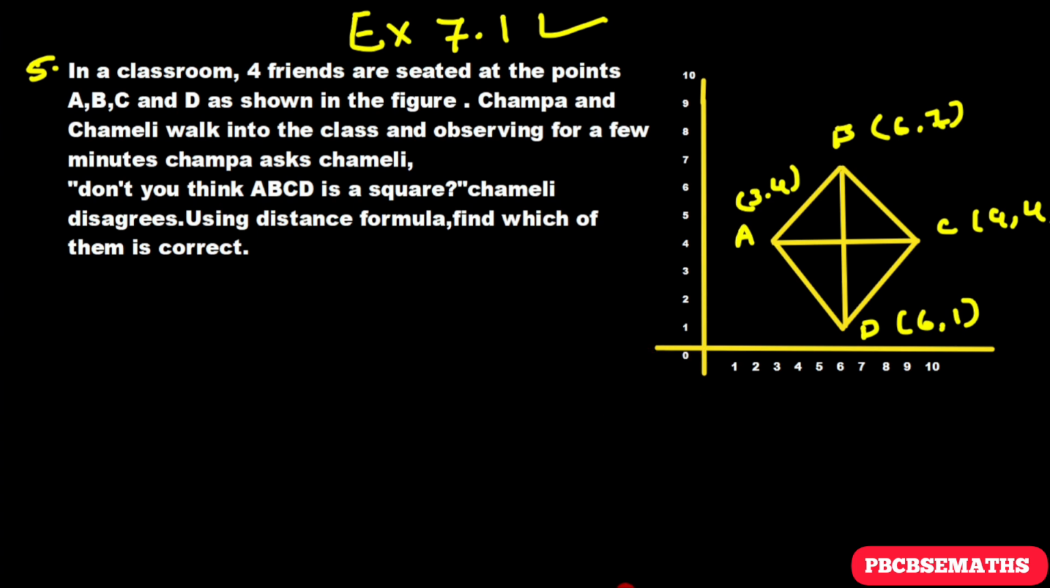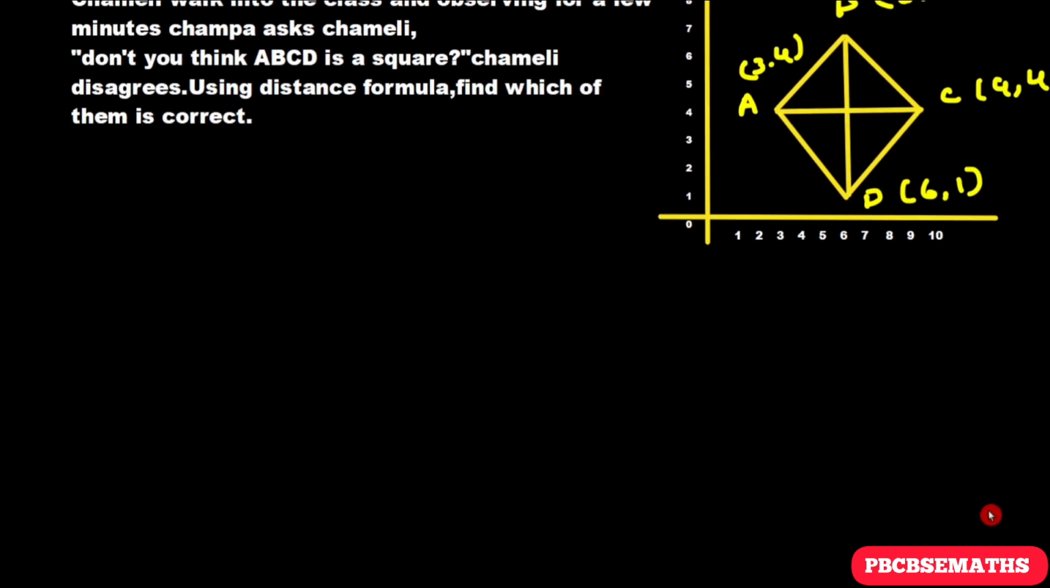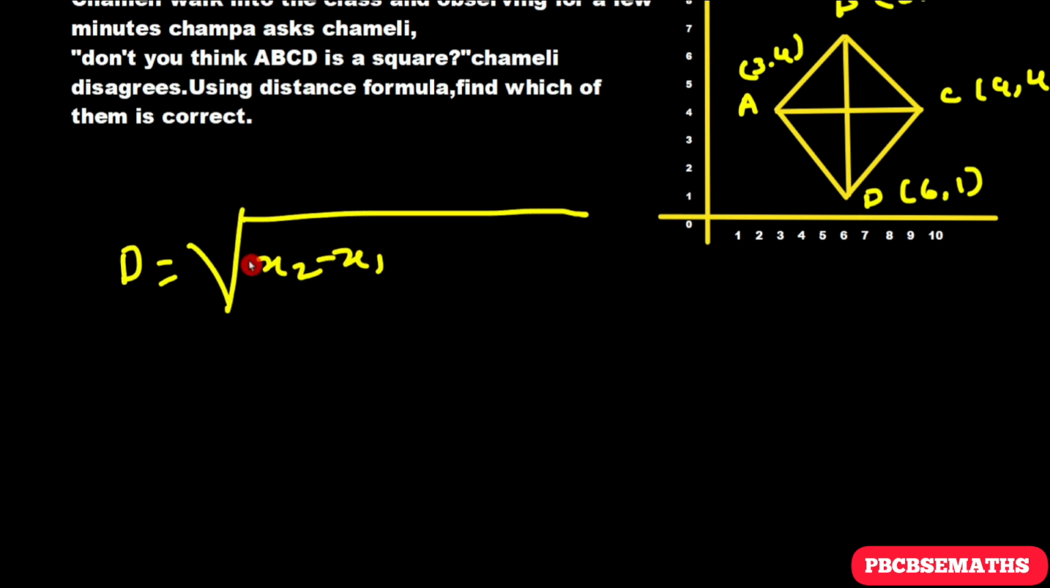Let's do that. First we're going to find the distance between A and B. For that we use the distance formula: D equals square root of (x2 minus x1) whole square plus (y2 minus y1) whole square. So let's use this formula to find the distance between all the points. First, let's find the length of AB.